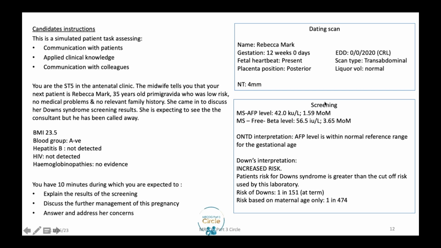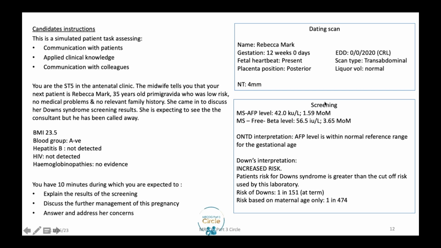There are some midwives called screening midwives who usually discuss that with patients. Usually you don't do that in clinic, but in the exam, just to test your knowledge and whether you know how to discuss these things, they will bring it. Till now, we know that Rebecca has been counseled by her midwife before having the test.